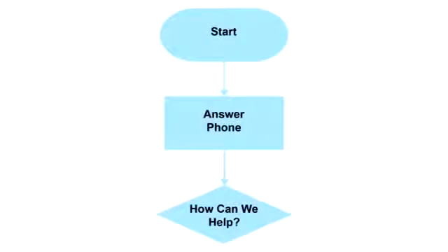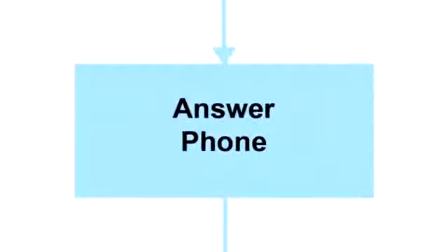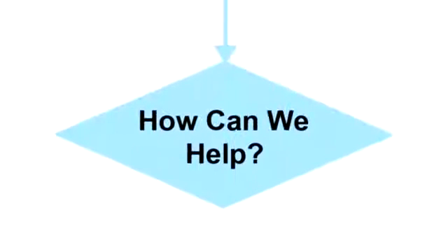For instance, imagine that you're creating a flowchart to teach your team how to handle customer calls. Your team's first step is to answer the phone. This is an action, so answering the phone would go into a rectangle. Then your team must ask the customer how they can help them. This is a decision, so this step would go into a diamond shape.